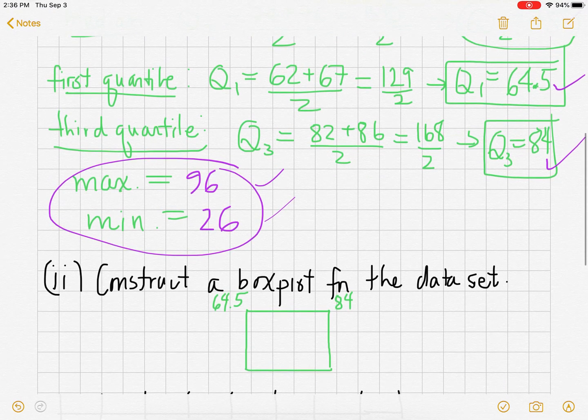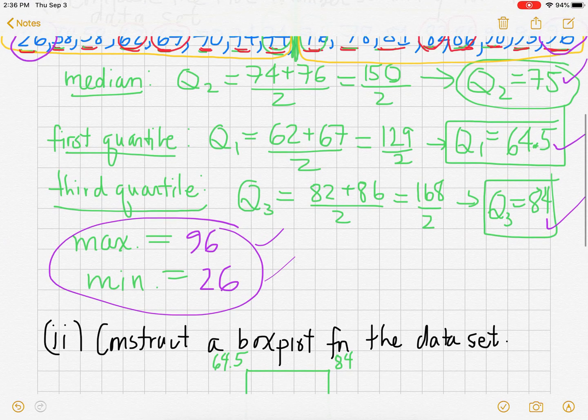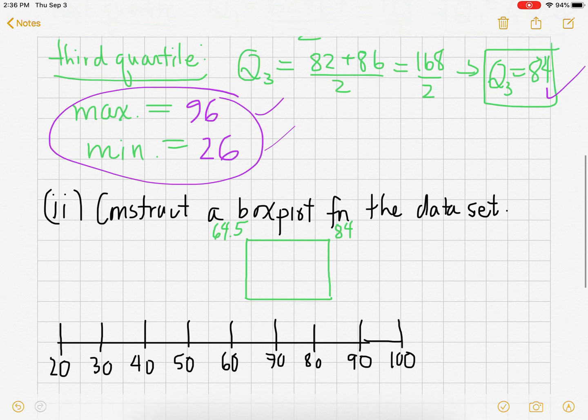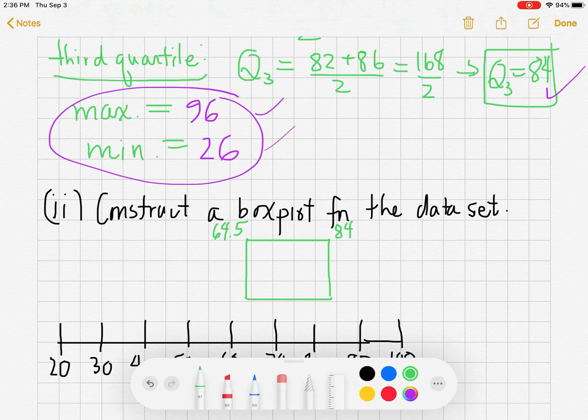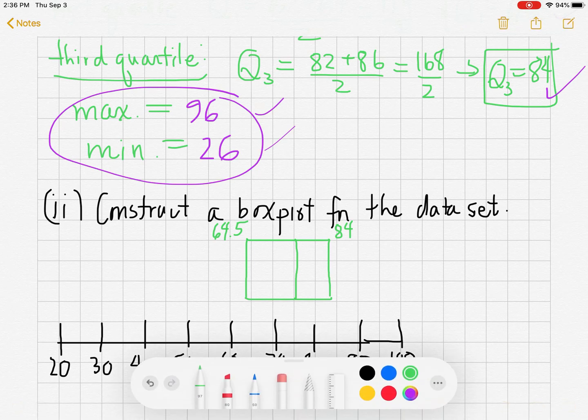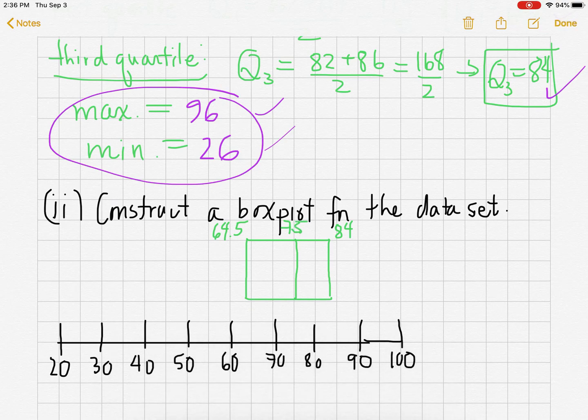Okay, so we got Q1 and Q3. Q1 is the left side of the box. Q3 is the right side of the box. And we're going to put the median in the middle. 75. So where is 75? 75 is right about here. 75. So that's my median. I'm going to put a little 75 over top of that.